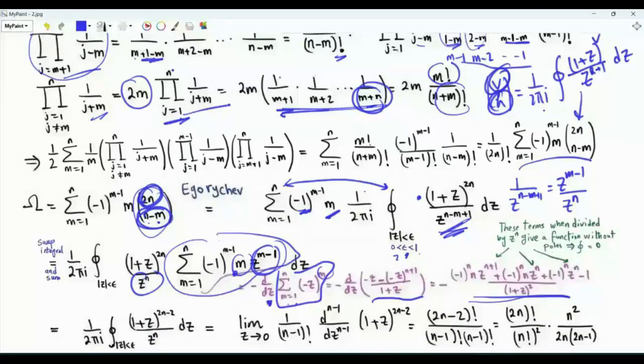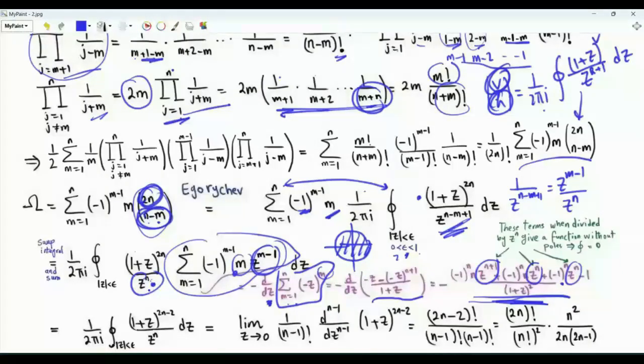We are not done yet. We need to take this function of z multiplied by (1 plus z) to the power 2n divided by z to the n, and then integrate. If this z to the power n is eliminated, then we have no poles inside the contour of integration. Our function is analytic, and the integral is exactly equal to 0. When we divide this result by z to the power n, this term and that term give us a function with no poles, and the integral is equal to 0.